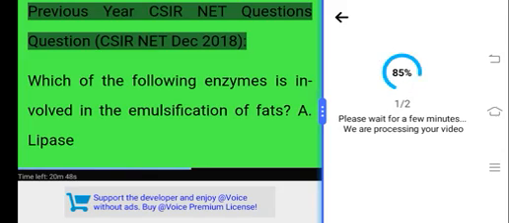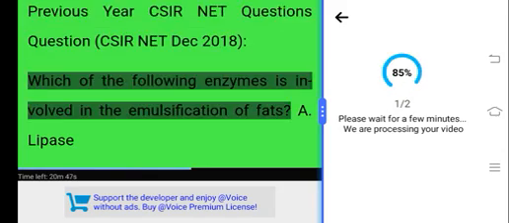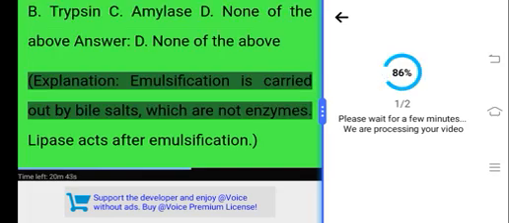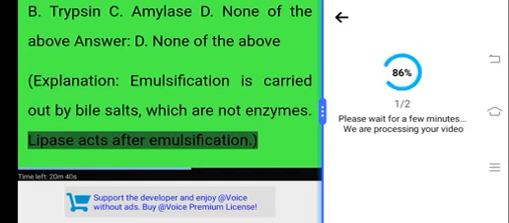Previous year CSIR NET questions. Question. CSIR NET December 2018. Which of the following enzymes is involved in the emulsification of fats? A. Lipase. B. Trypsin. C. Amylase. D. None of the above. Answer: D, none of the above. Explanation: Emulsification is carried out by bile salts, which are not enzymes. Lipase acts after emulsification.